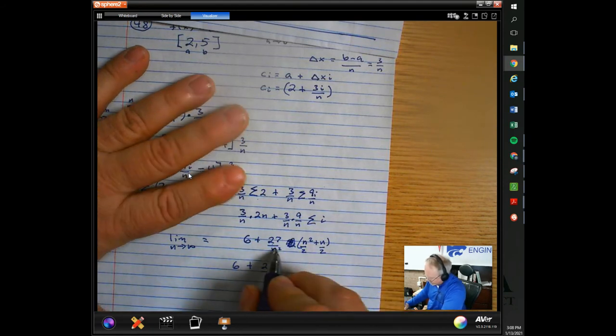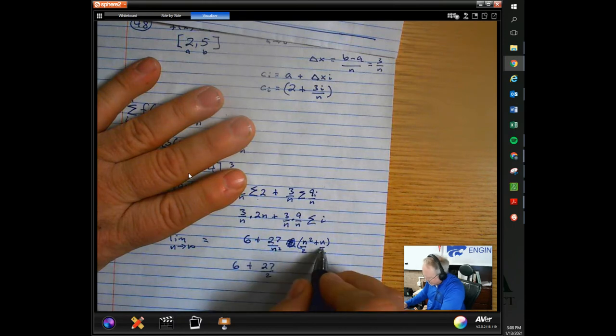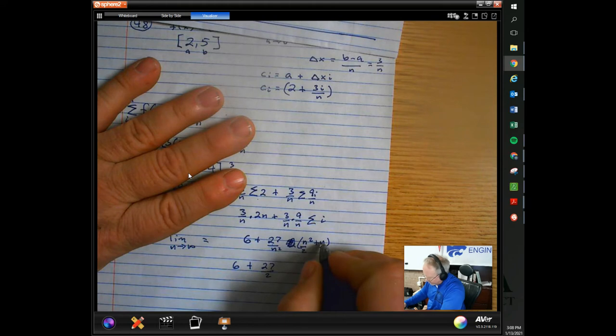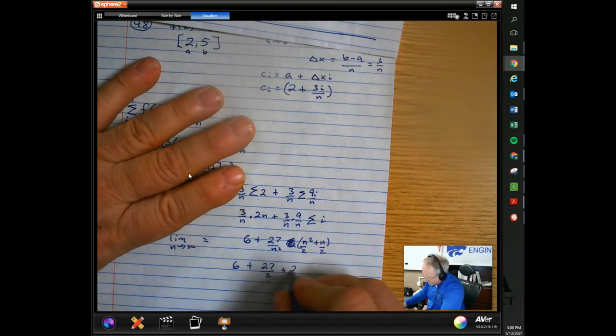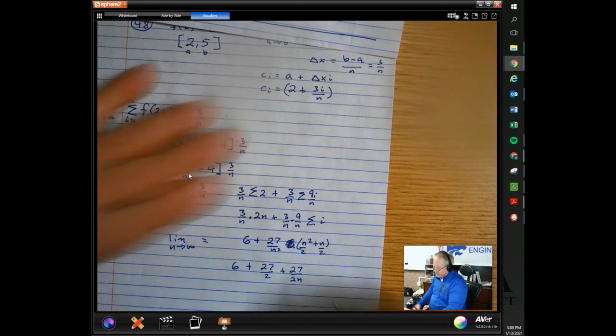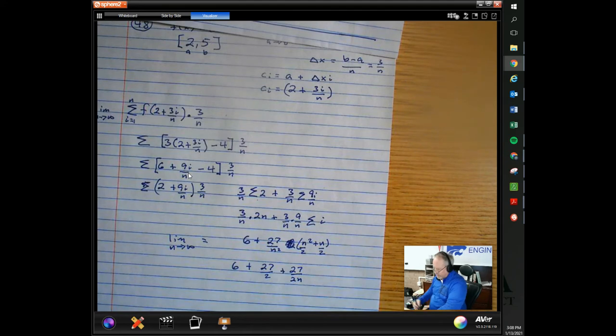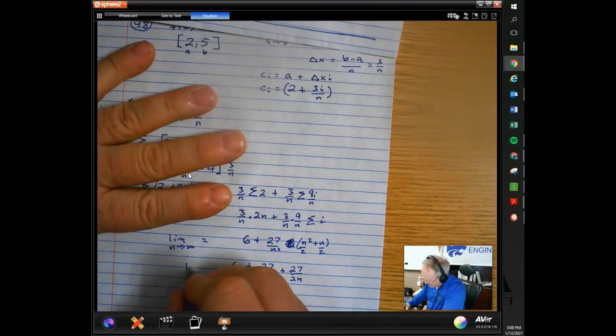Then I'm going to distribute it to this next piece, 27. The 2 really won't cancel with it, but the n will cancel one of these n's. So I have plus 27 over 2n. And then I'm doing this as the limit of n approaches infinity.